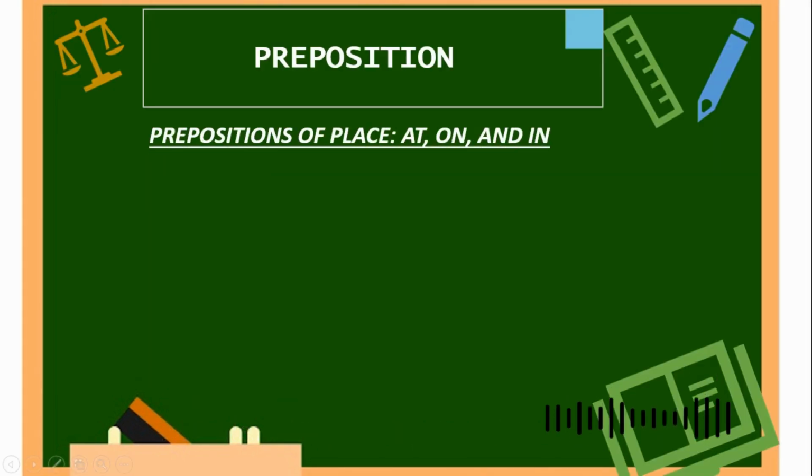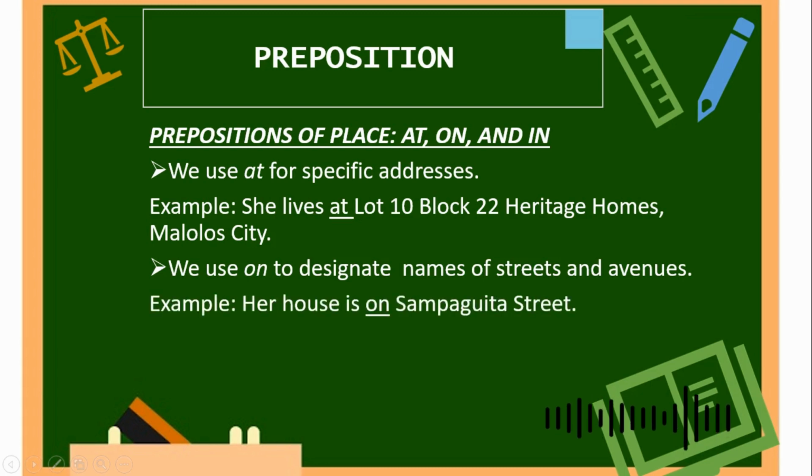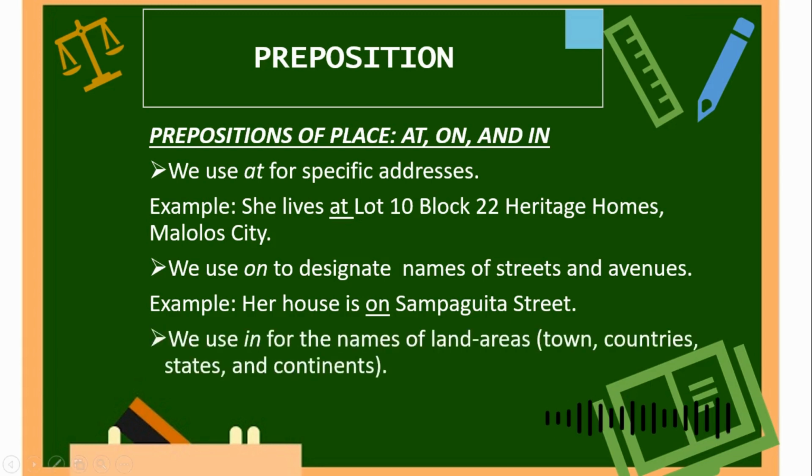For the prepositions of place, we use at for specific addresses. Example: she lives at lot 10, block 22, Heritage Homes, Malolos City. So the complete address is given in this example. That is why we use the preposition at. We use on to designate names of streets and avenues. Example: her house is on Sampaguita Street. Unlike the first one, we use on because a street is given in this example. But if you have specific places or address, you need to use the preposition at.